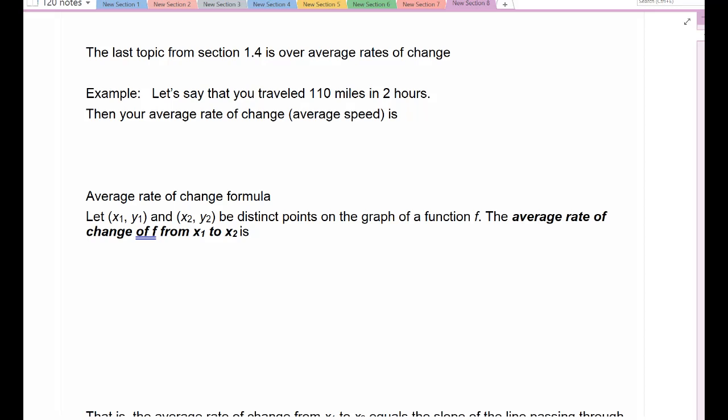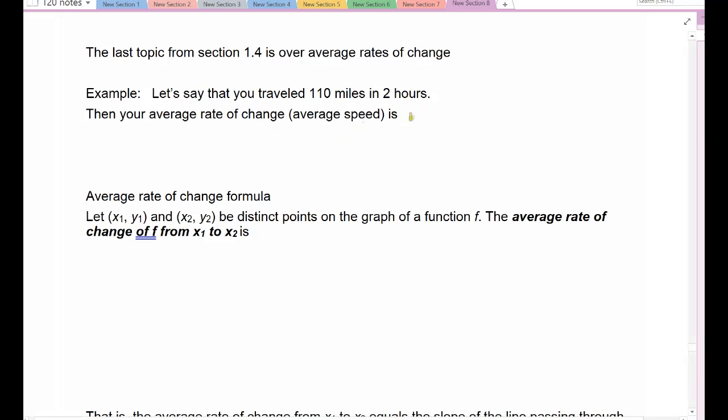And so to get you to understand what it is, I'm going to look at a very simple example, because it's just easy to understand distance and time, right? You have a distance and time formula. Suppose that you traveled 110 miles in 2 hours. What I want to know is, what was your average rate of change for your trip? What was the average speed for your trip?